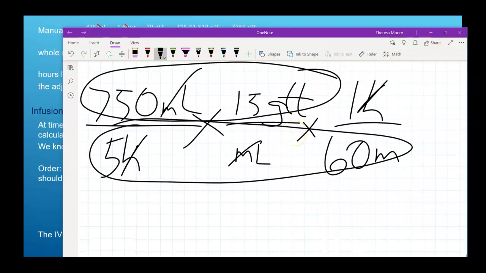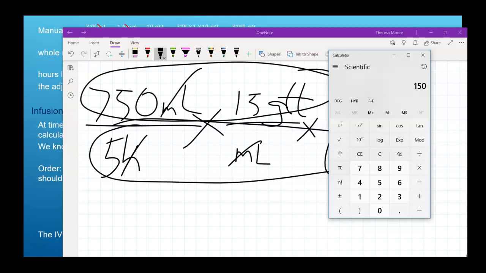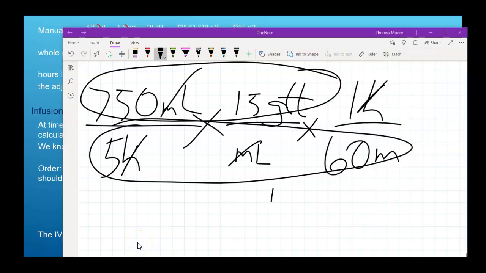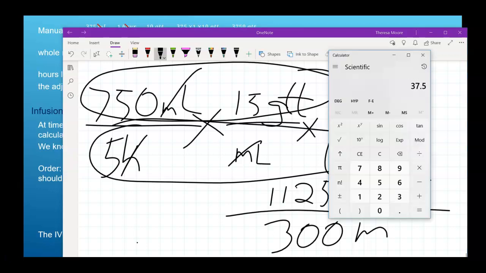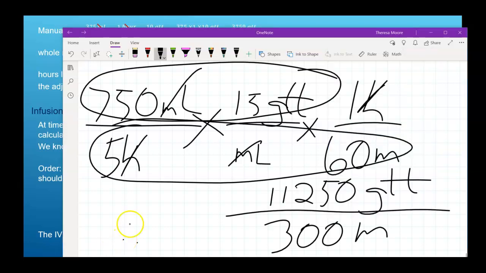So 750 times 15. That's 11,250 on top. Drops. And 300 minutes on the bottom. Then you take your 11,250, divide by 300. And you get 37.5 drops per minute.